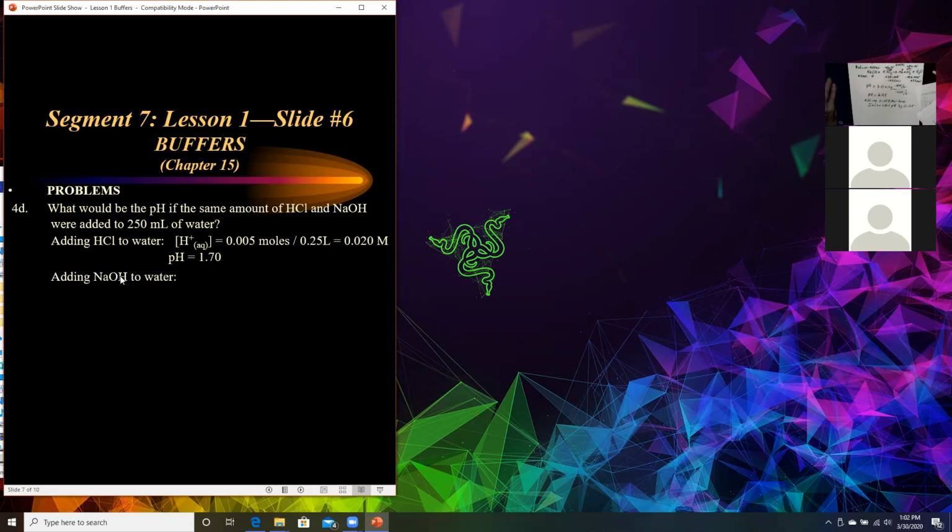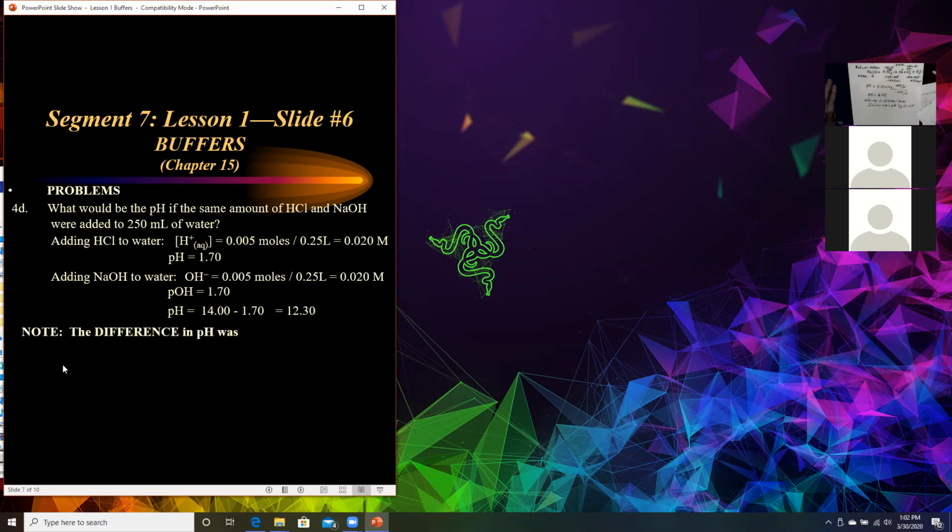And if you add NaOH to water, you add 0.005 moles of NaOH divided by 0.25, you get 0.02 molar concentration of hydroxide. We get the pOH is again 1.70, but the pH is the difference between pKw and pOH, which is 12.3. So going from adding acid to adding base, we made a difference in pH of what? Almost 11 units in going from acid to base.